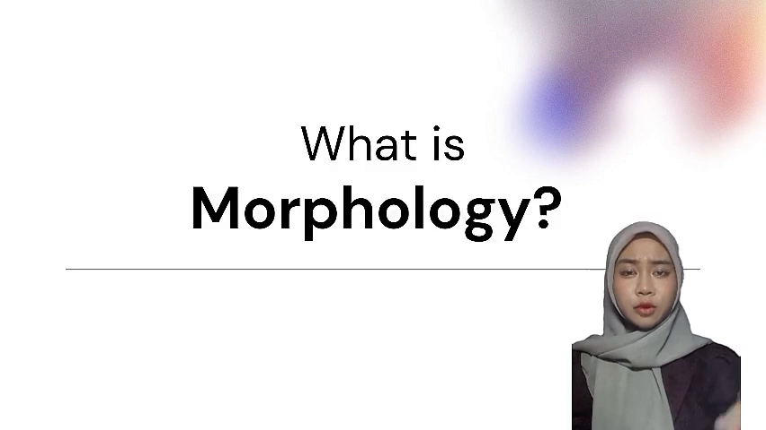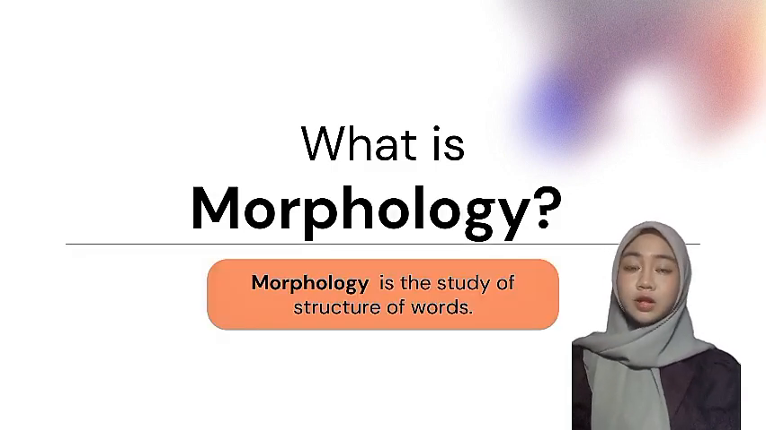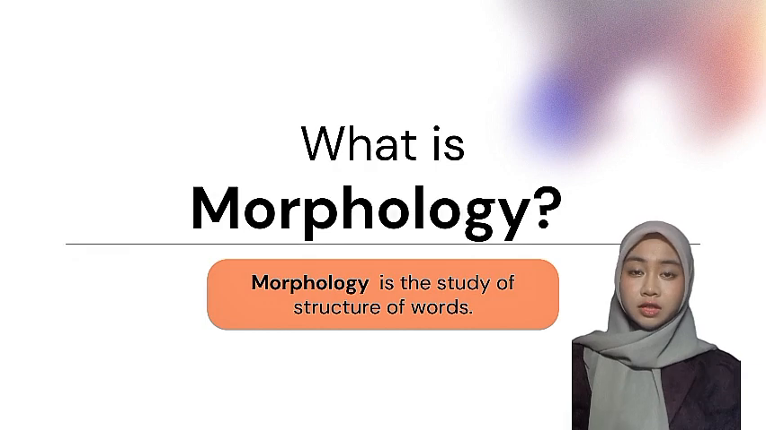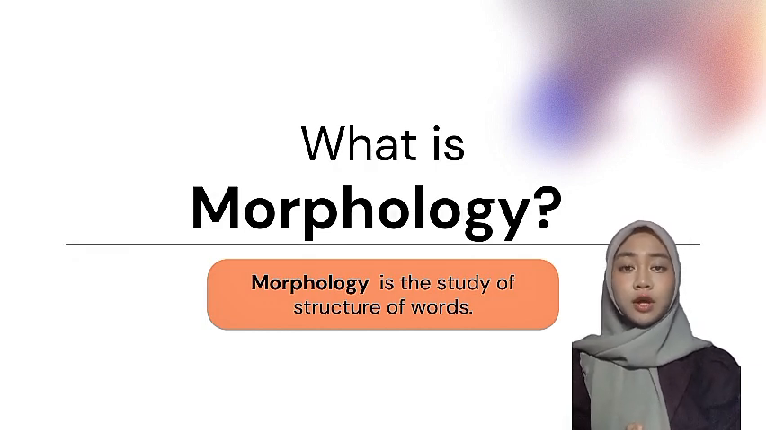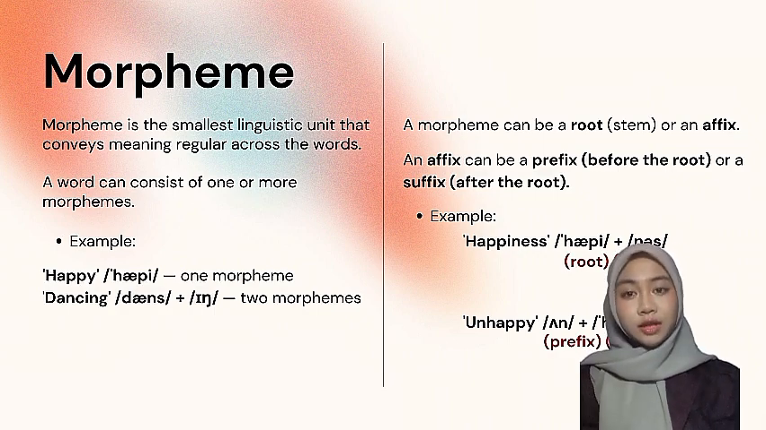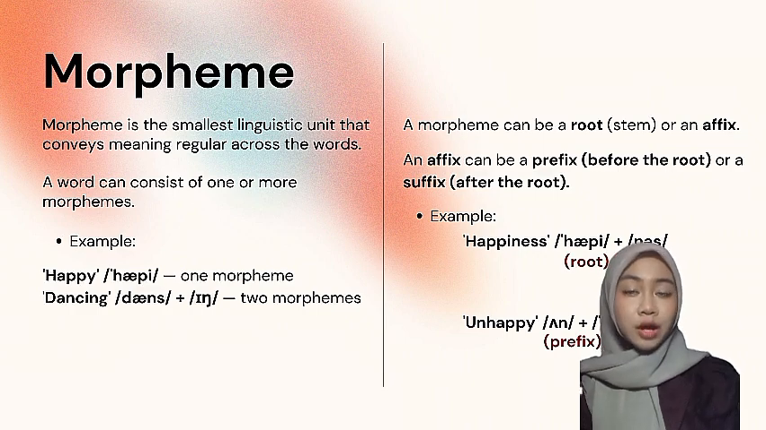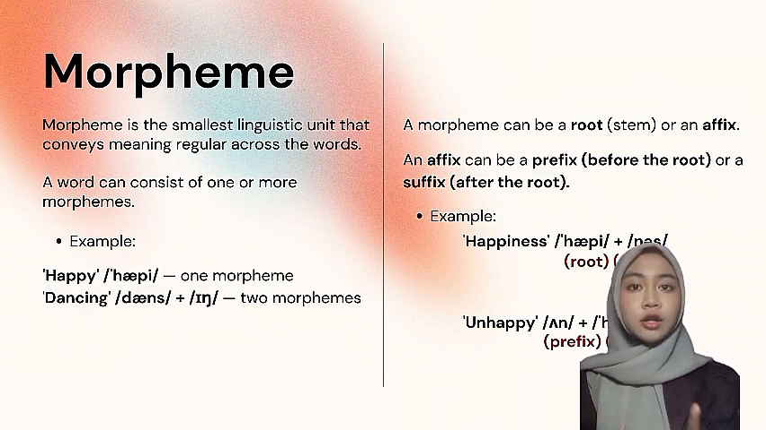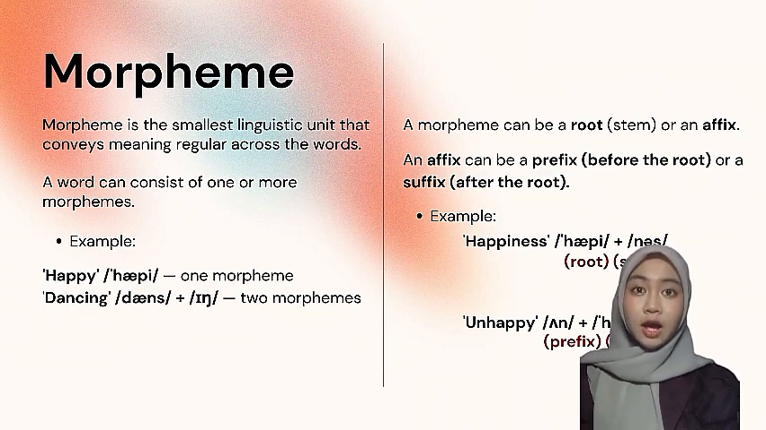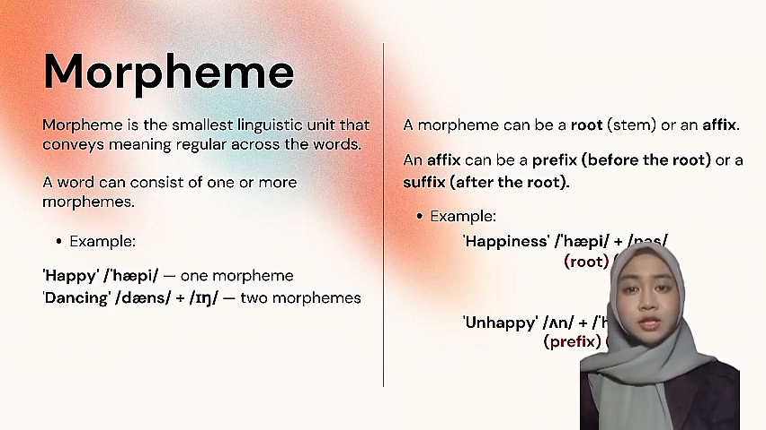So, what is morphology? Morphology is the study of the structure of words. Morphology also helps us to focus on how the words are formed or changed. Next, I will explain about morpheme. Morpheme is the smallest linguistic unit that conveys meaning regular across the words. A word can consist of one or more morphemes.